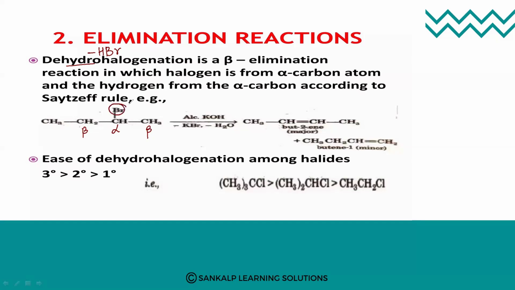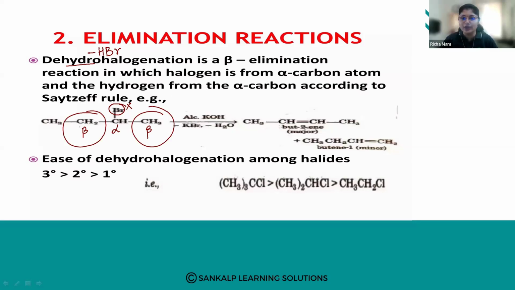The carbon to which the halide is attached is your alpha carbon, and the next two are your beta carbons. At the beta carbon there will be elimination, that is, removal of a hydrogen and one halide. Here you can see there are two carbon atoms, so from where do we remove the hydrogen?